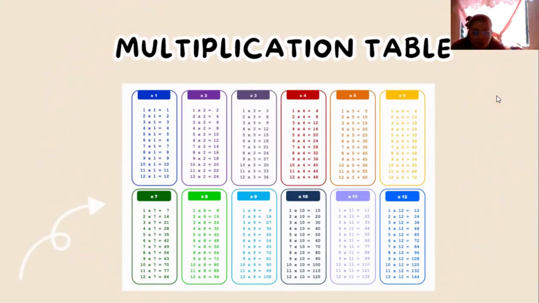And then 1 times 3 is 3. 2 times 3 is 6. 3 times 3 equals 9. 3 times 4 is 12.